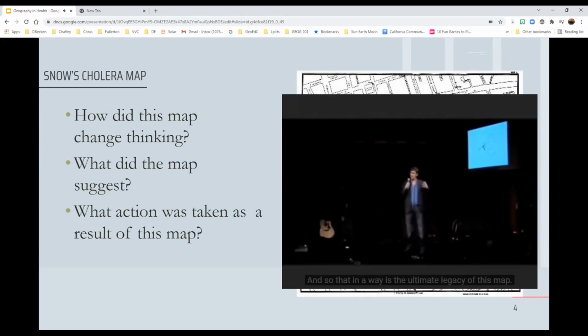And so that, in a way, is the ultimate legacy of this map. It's a map of deaths that ended up creating a whole new way of life, the life that we're enjoying here today. Thank you very much.